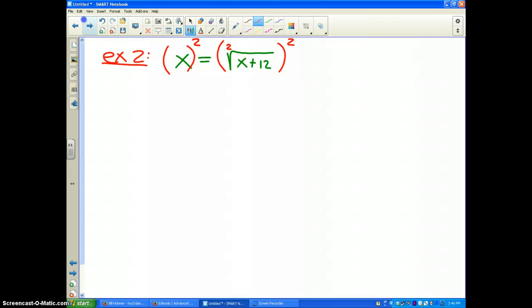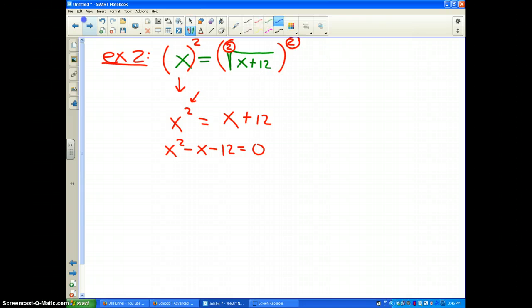All right, well, the left side becomes x squared, which is equal to the right side. The square and the square root will cancel out, leaving me x plus 12. Oh, pretty simple. I got a squared problem. That means I got to make it equal to 0. So I'm going to minus x and minus 12 from both sides, make it equal to 0. And now I got to factor.